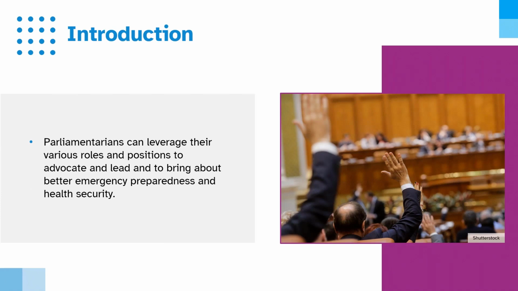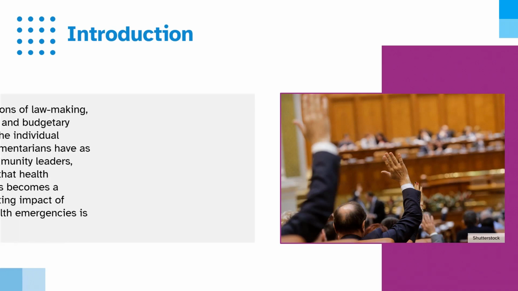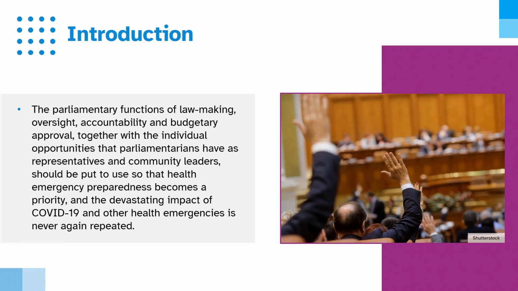Parliamentarians can leverage their various roles and positions to advocate and lead, and to bring about better emergency preparedness and health security. The parliamentary functions of lawmaking, oversight, accountability, and budgetary approval, together with the individual opportunities that parliamentarians have as representatives and community leaders, should be put to use so that health emergency preparedness becomes a priority and the devastating impact of COVID-19 and other health emergencies is never again repeated.